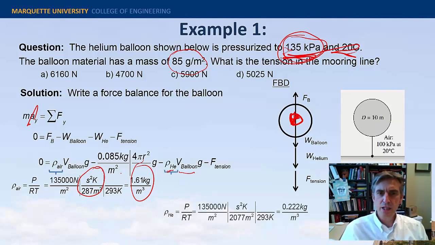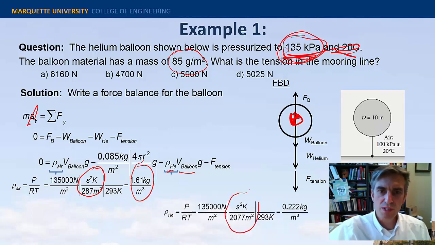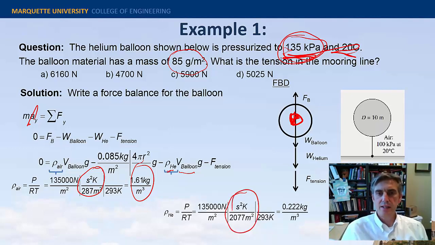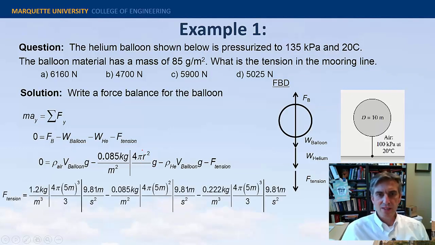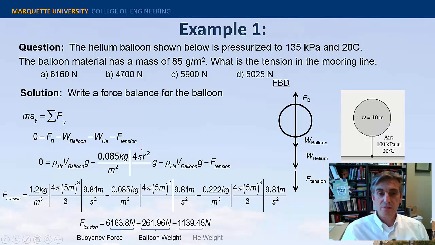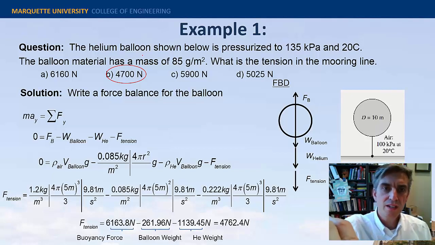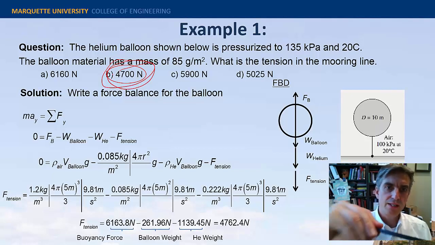I need the density of the helium. I can use PV equals mRT. And again, I'm using the gas constant for helium. And I get something that's quite a bit smaller that also fits with my intuition. All right, so I plug everything in and I calculate these various components, the buoyancy force, the weight of the balloon, and the helium, and I sum them all up and I get 47. So it looks like 4,700 newtons is the answer.